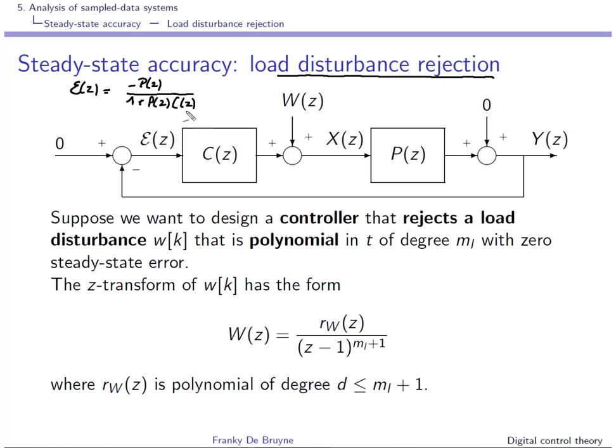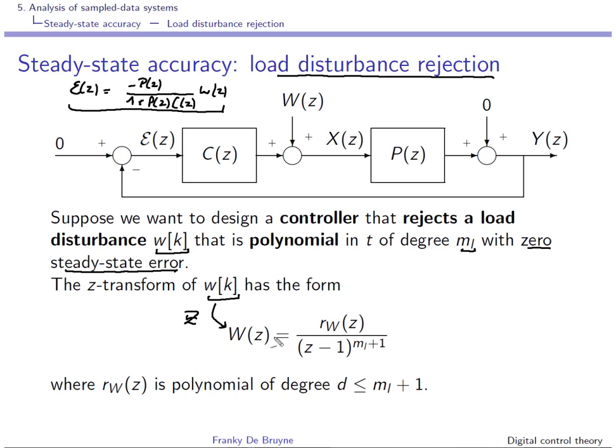Okay, so this is a different transfer function than the one that links, for instance, the reference signal to epsilon z. And the idea is really similar. We want to reject a load disturbance wk that is polynomial in t again, with degree ml, and we want to do this with a 0 steady state error. So this means that in practice what we'll consider is either for this signal here a step or a ramp.